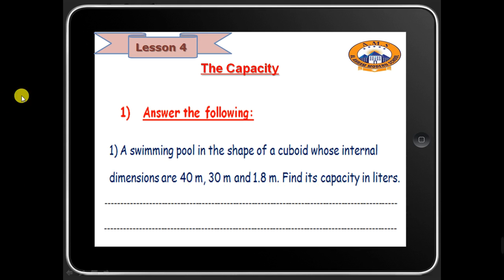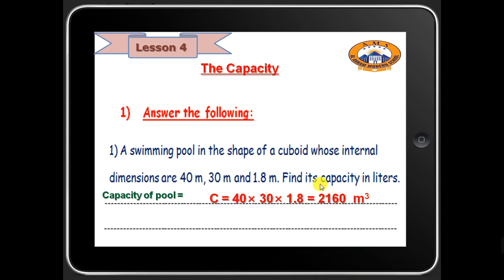Find the capacity in liters. So how can I do this? First, let us calculate the capacity of the pool by multiplying the dimensions 40 times 30 times 1.8. That will give you 2,160 cubic meters.